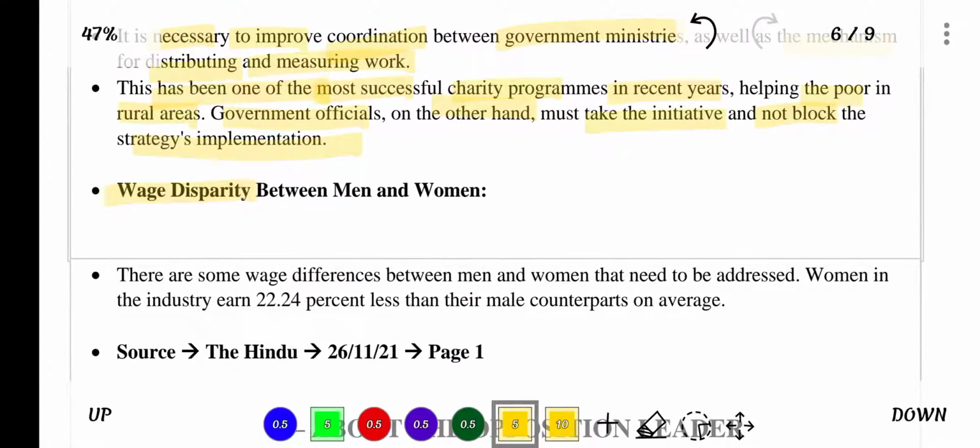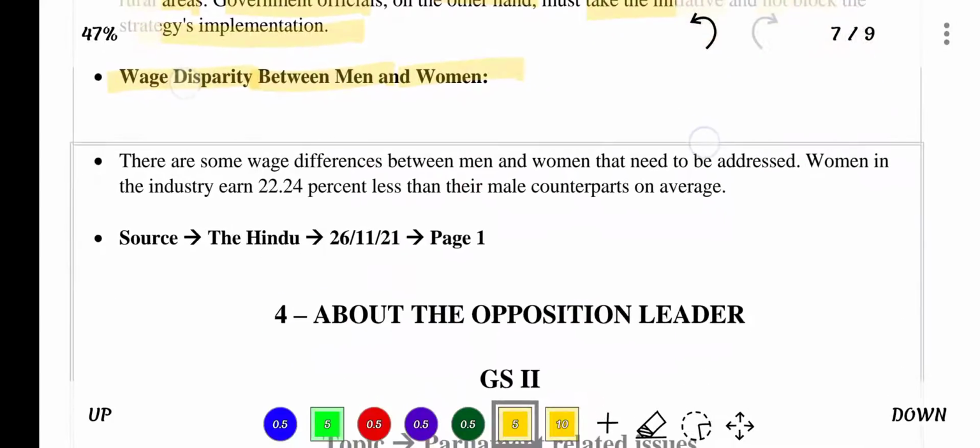Wage disparity between men and women. There are some wage differences between men and women that need to be addressed. Women in the industry earn 22.24% less than their male counterparts on average. So the source of this news is The Hindu.